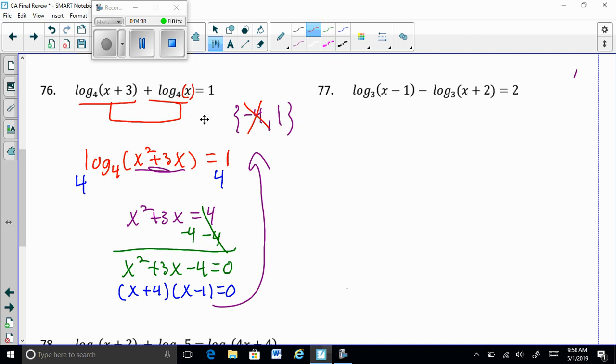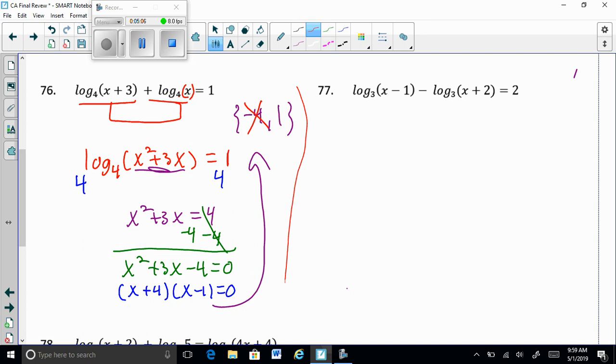If you plug in -4, you'll get some issues. Remember, you can only evaluate logs at positive numbers, not even 0. They have to be positive. Not that you can't have negative answers. You can, but in this case, that's not going to work for you. Plug in 1, and there's not any issues. It's within the domain of both of them. It has to be both, not just one, but both.